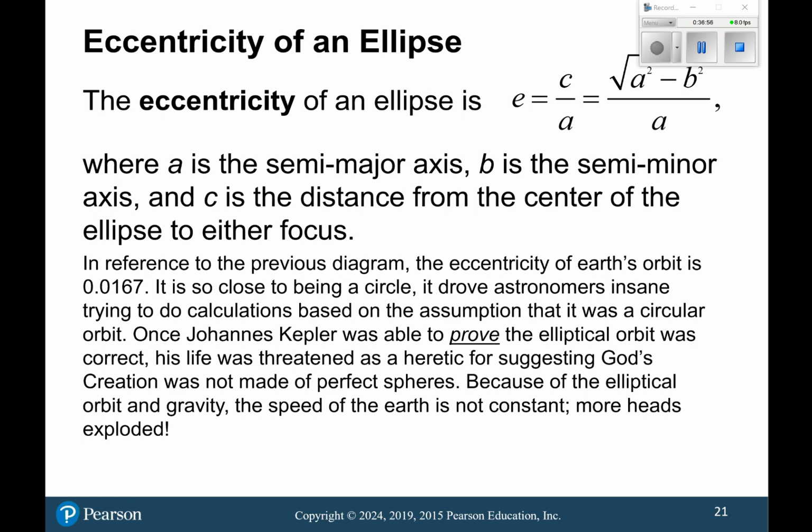We actually go around the sun at a faster rate in the winter than we do during the summer because of the forces of gravity. The closer you are to that focal point, the faster you're going to go. You get slingshotted around it there, basically. Yeah, 10 more heads exploded. We don't have to worry too much about speed at this point in time. We'll save that for some other day.